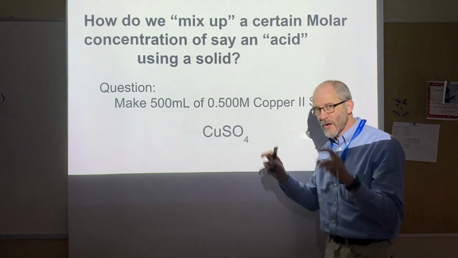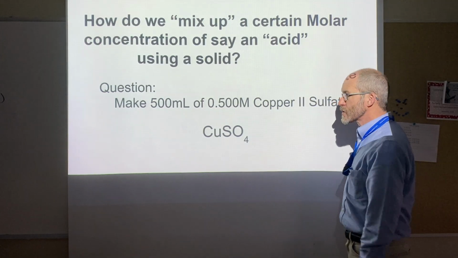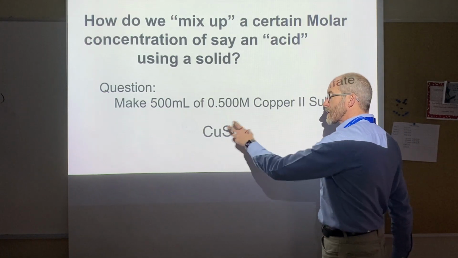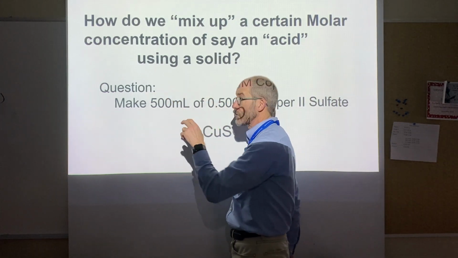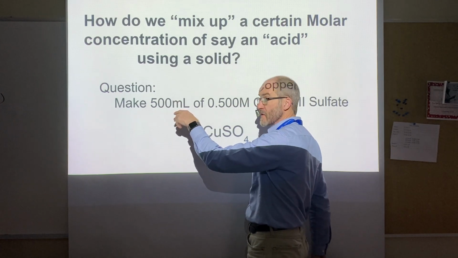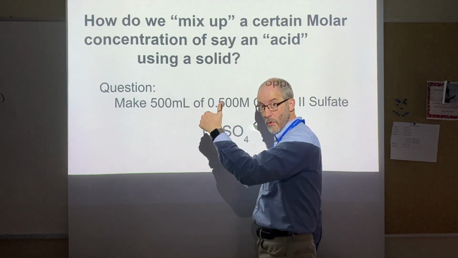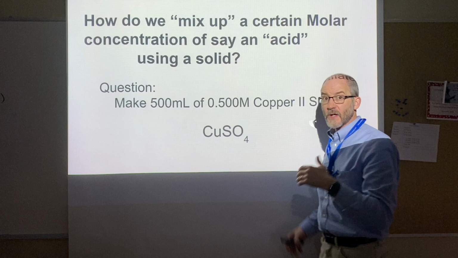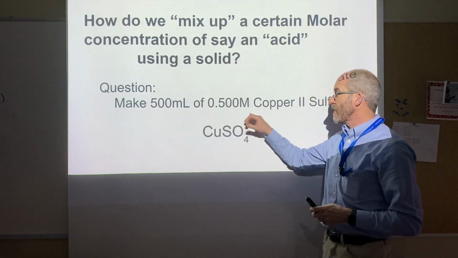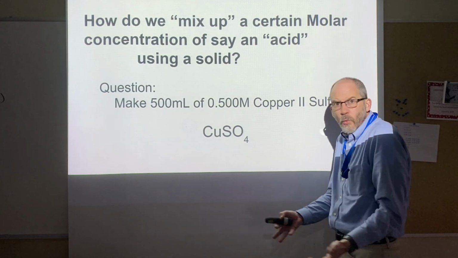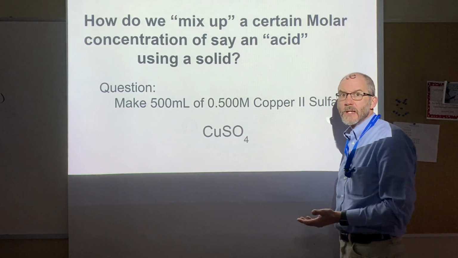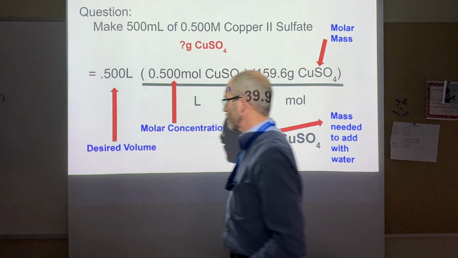And what is this? Well, this is the information about our concentration. So in other words, what we want to do is take some of this copper sulfate and mix it into a known volume. We want 500 milliliters total, but we want the concentration to be 0.5 molar. So the question is, how do we figure out how much of this we need? Well, here's what we do.